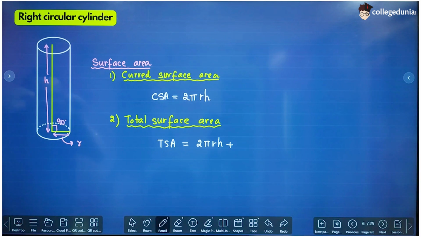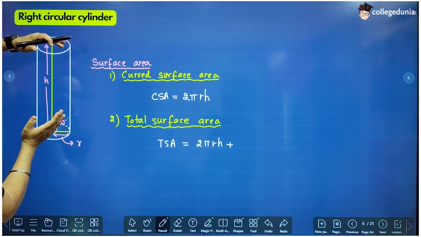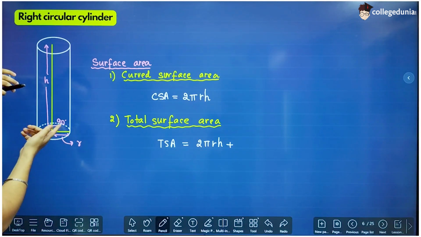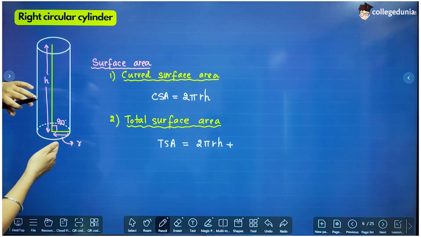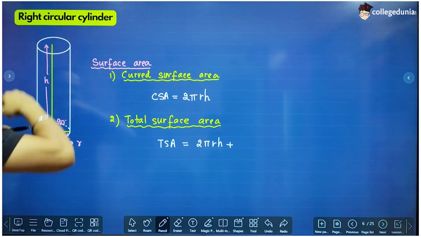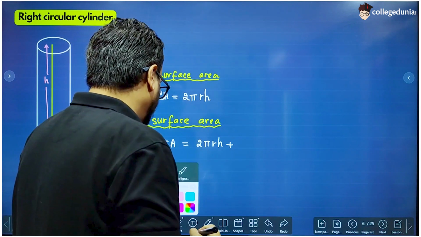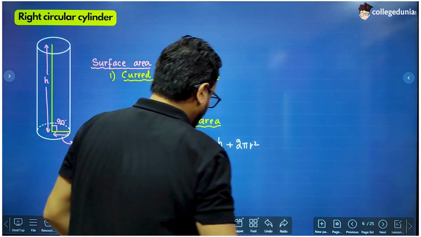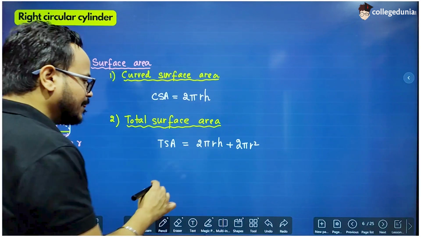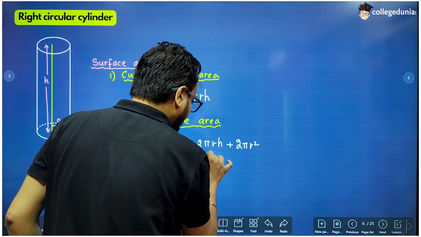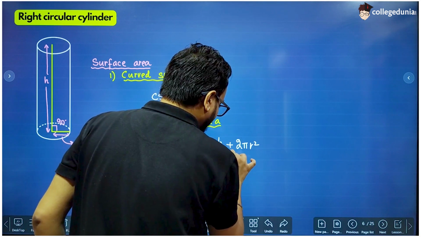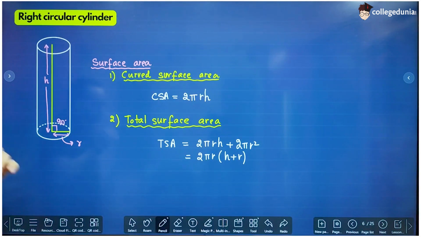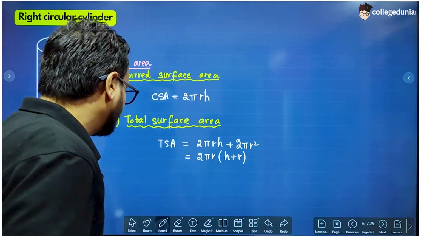And what are the flat parts? Flat parts are these two circular parts, and both are identical. The radius of this circle is r, so the area of this circle is pi r square, and the area of this circle is also pi r square. So pi r square plus pi r square is 2 pi r square. This is the total surface area. Now if we take 2 pi r common, it becomes 2 pi r into h plus r.